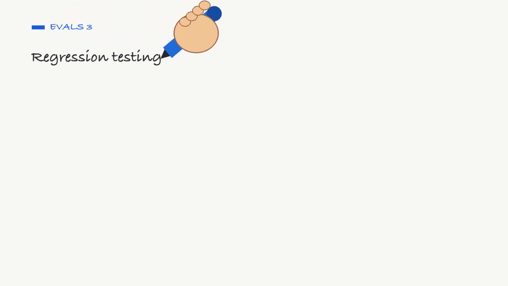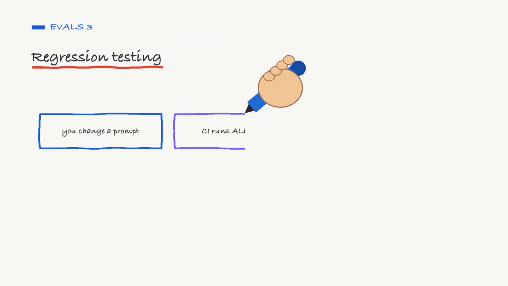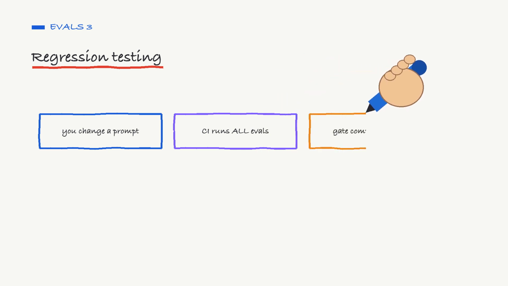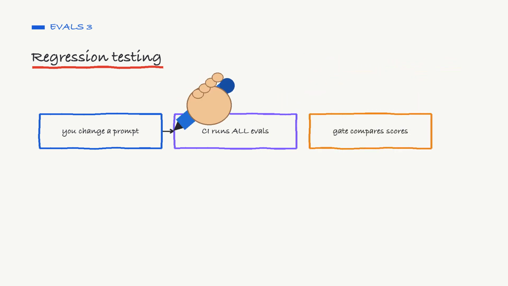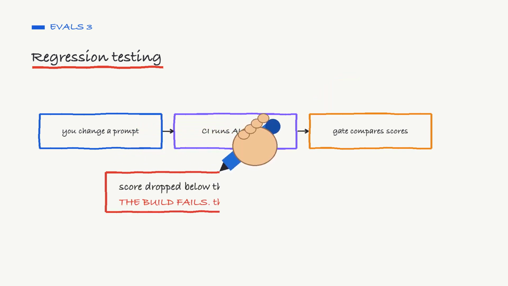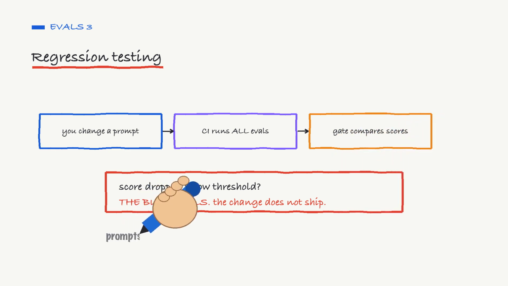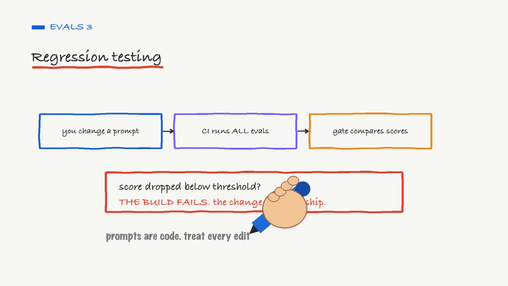Now, the piece that protects you from yourself, regression testing. You change a prompt on Tuesday. CI automatically runs the entire eval suite. A gate compares scores against thresholds, and if quality dropped, the build fails and the change does not ship. That single red light converts "I hope this didn't break anything" into "it cannot silently break."